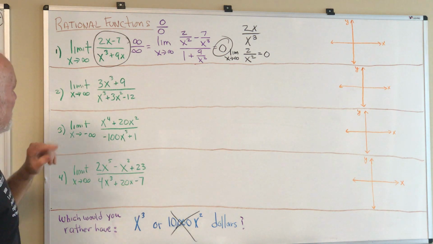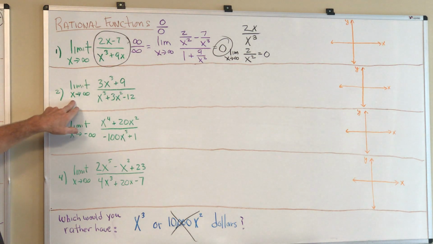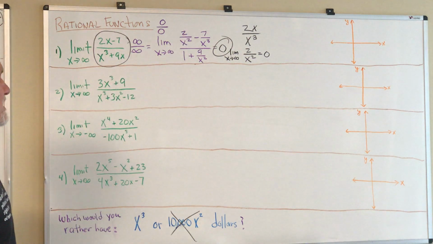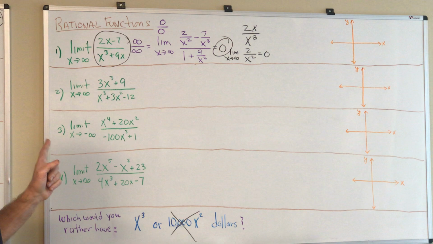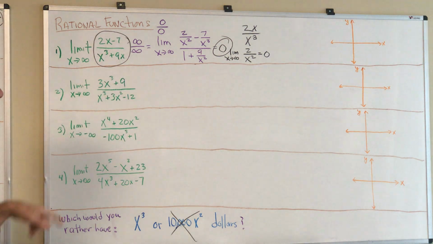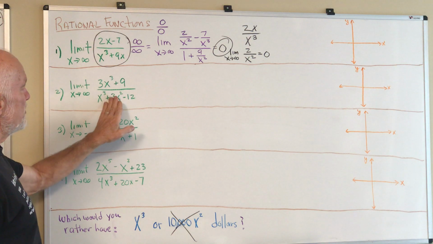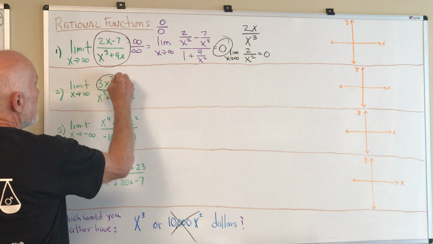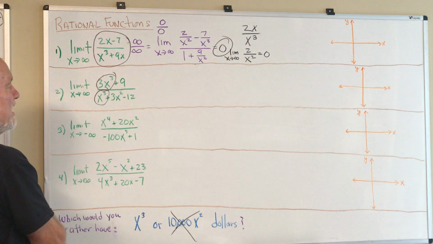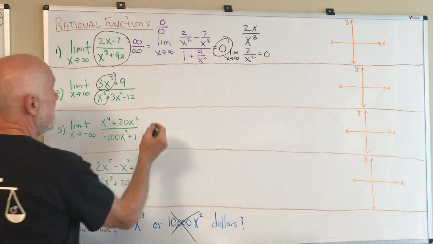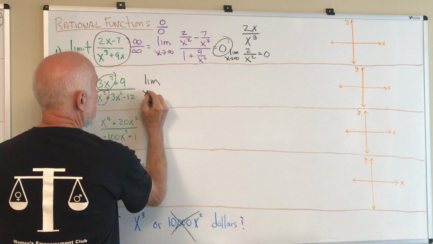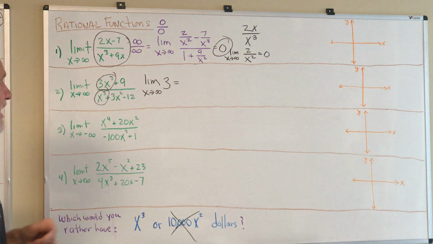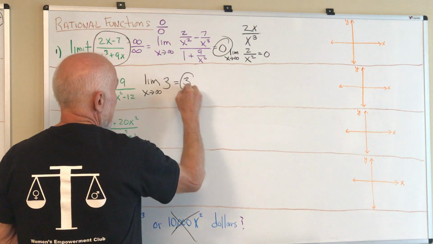Okay, let's try a second one. This one is another rational function. I could go through this process, but I'm not going to bother doing that. Instead, I'm going to form the end behavior model for this function. I'm going to ignore the 9, and I'm going to ignore the 3x squared minus 12x. What's left? 3x cubed and x cubed. And when I divide those, I just get 3. So I'm left with the limit as x approaches infinity of 3. Well, that doesn't even involve x, so the answer is just going to be 3.